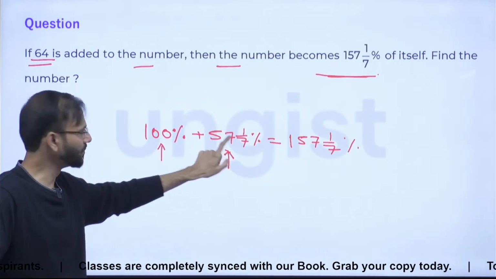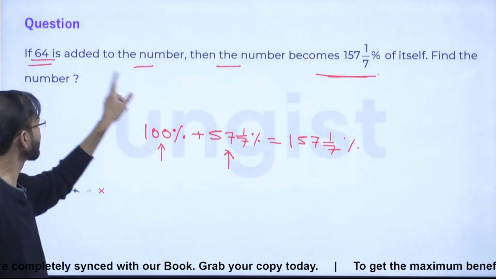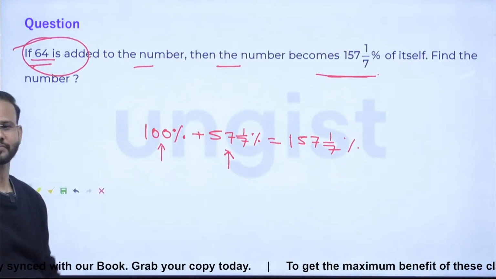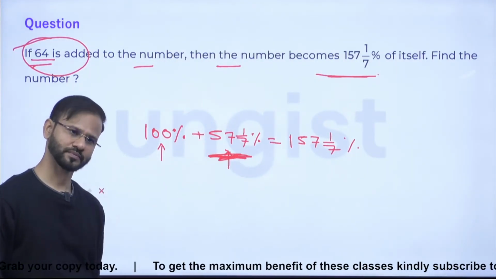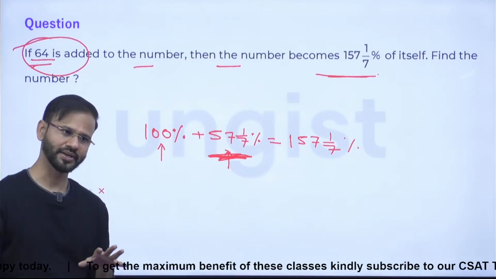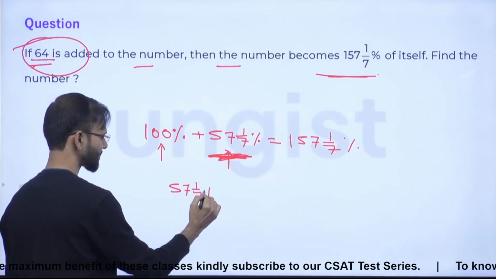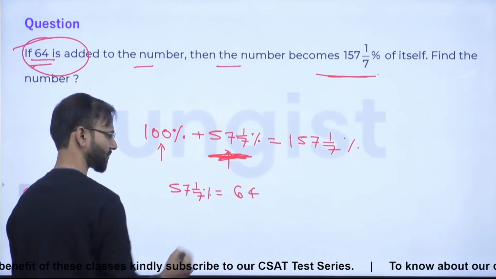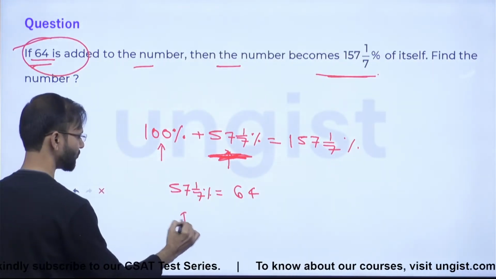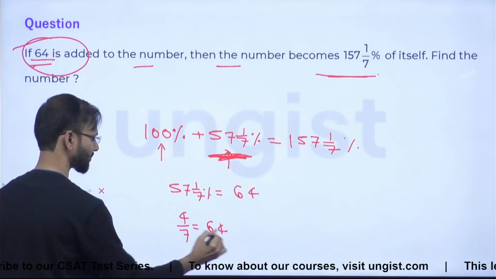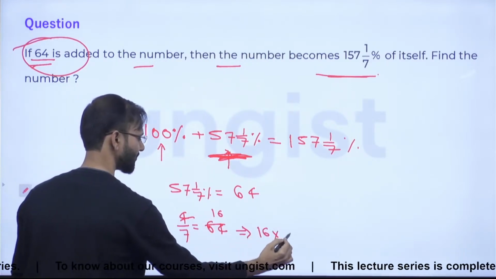So it means this is added to the number, right? And the question is saying 64 is being added to the number. So this much percent of the number is equal to 64. Yes or no, guys? So everybody, 57 1 by 7% of the number is equal to 64, right? And what is this? Very good. This is 4 by 7. So 4 by 7 of a number is equal to 64. All of you, this is 16. The original number will be what? 16 into 7. What is 16 into 7?